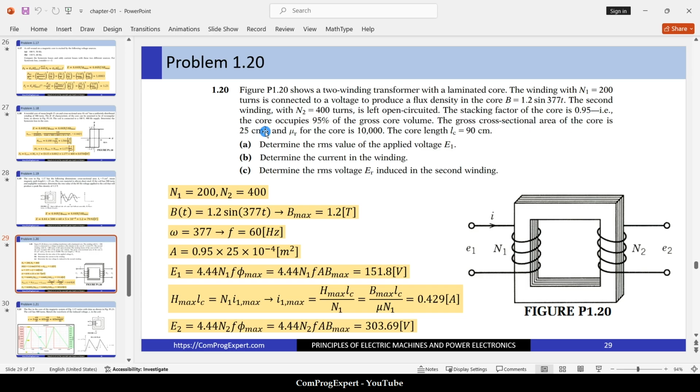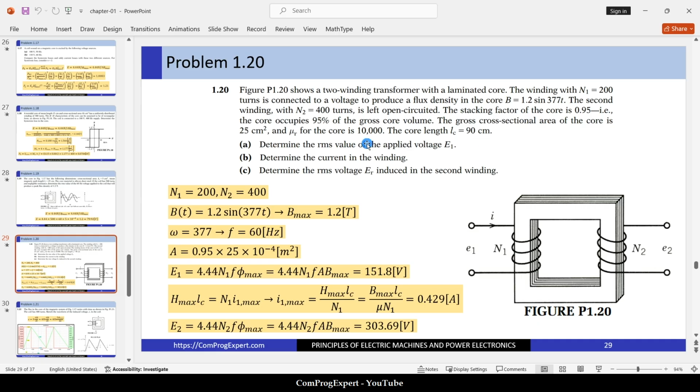cross-sectional area of the core is 25 centimeter square. So consider this term, the cross-section, not the cross-section of the net iron. So to calculate the cross-section of the net iron, we should multiply the stacking factor by 25 centimeter square. So I multiplied it by 10 to the power minus 4 to calculate it in meter square, right. The permeability is 10,000 and the core length is 90 centimeter.